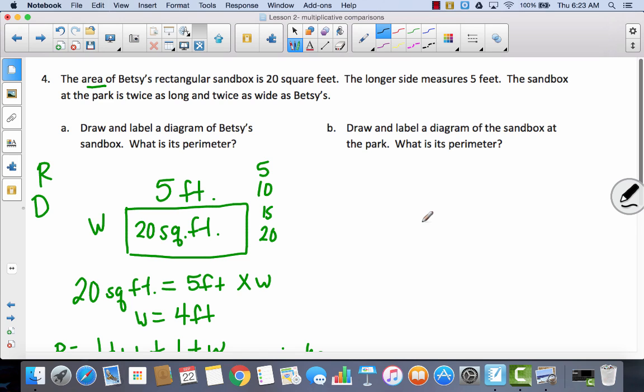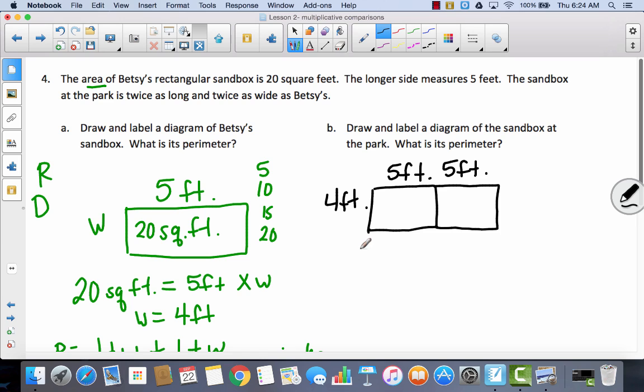So now I'm going to go back up here and reread this part that they told me about the sandbox at the park. It says the sandbox at the park is twice as long and twice as wide as Betsy's. All right, so here's Betsy's. We just figured this out and we know that Betsy's has a length of 5 feet and a width of 4 feet. It says here that it's twice as long, so I'm going to make it twice as long. So that's going to make it 5 feet that way, but it's also twice as wide.